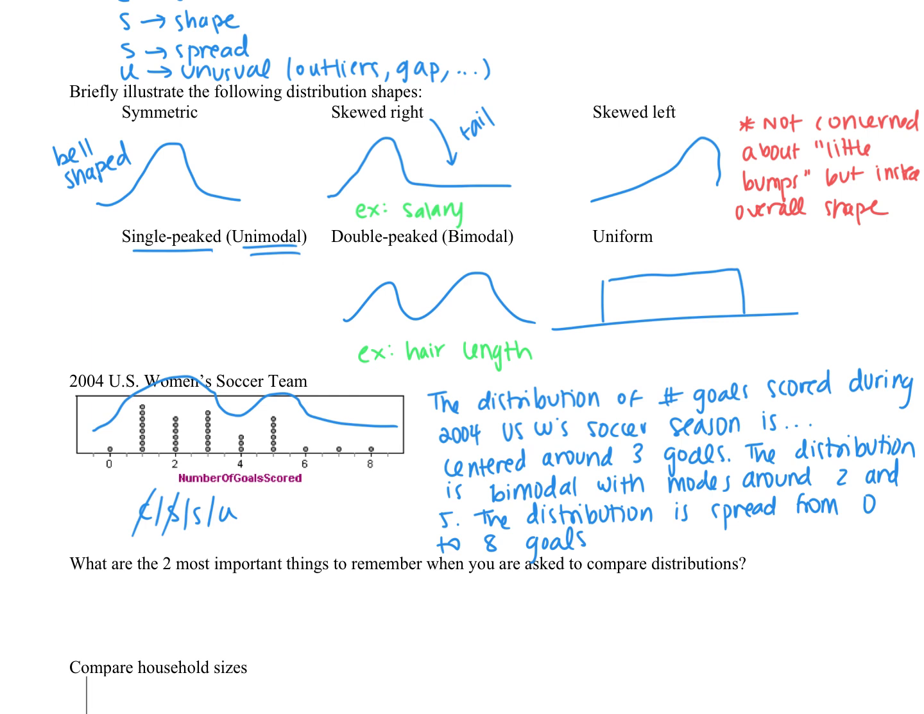So anytime you're talking about spread, you're going to tell me the lowest and highest. Also, where most of the data falls. So most of our data here is between 1 and 5, or even 1 and 3. So the spread is from 0 to 5 goals, with most games scoring 1 to 5 goals.